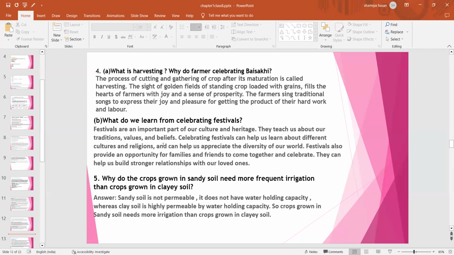Why do the crops grown in sandy soil need more frequent irrigation than crops grown in clay soil? As sandy soil is not permeable, it does not have water holding capacity. Whereas clay soil is highly permeable by water holding capacity, so crops grown in sandy soil need more irrigation than crops grown in clay soil.